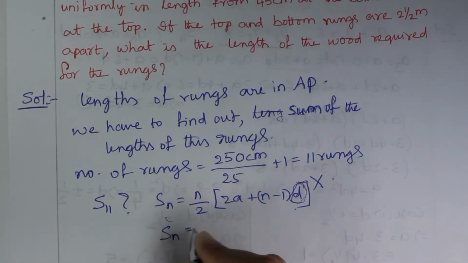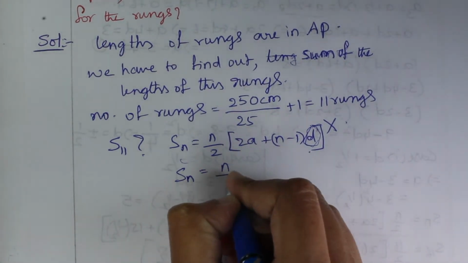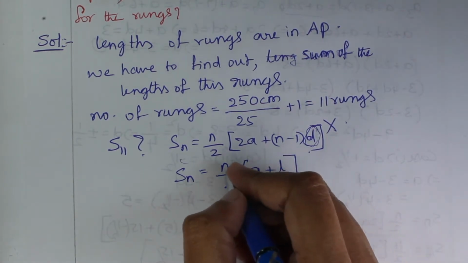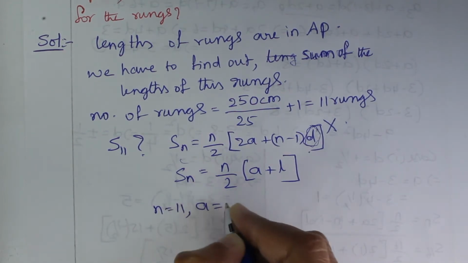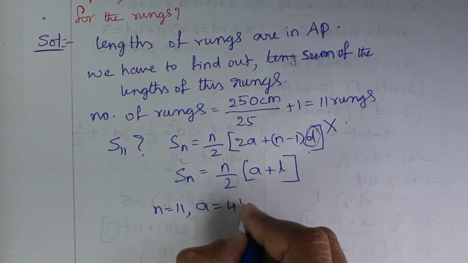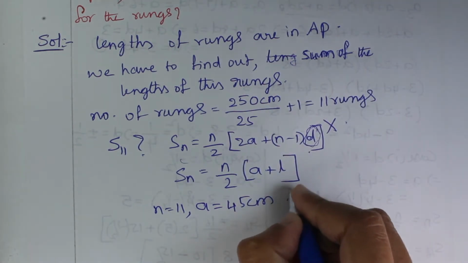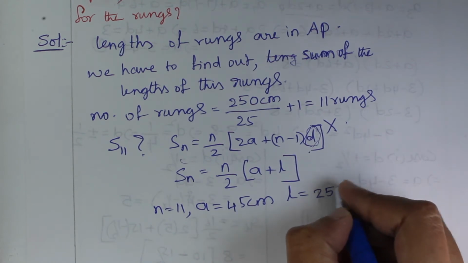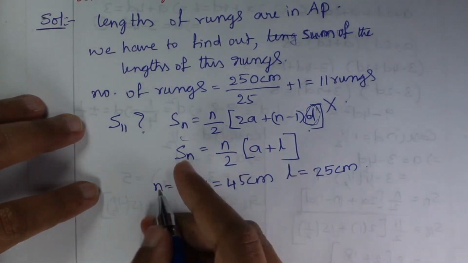Sn is equal to n by 2 into a plus l. Here n is equal to 11. a is the first rung, that is 45 centimeters, the bottom rung, and the top rung, the last term, is equal to 25 centimeters in length. Now I'll substitute these values in the Sn formula.